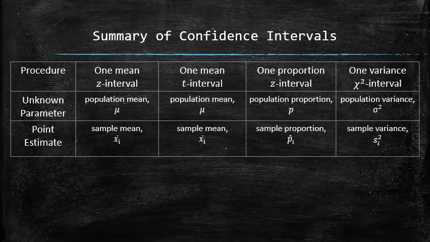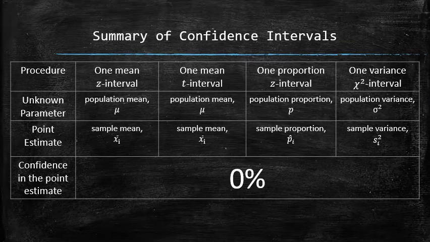So, before starting the procedure, we must have already figured out the unknown parameter along with its point estimate. How confident are we that the point estimate equals exactly the unknown parameter? 0% confident. In other words, there are 0 chances that the point estimate equals the parameter.